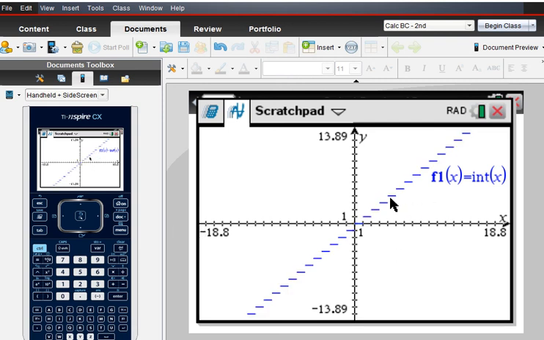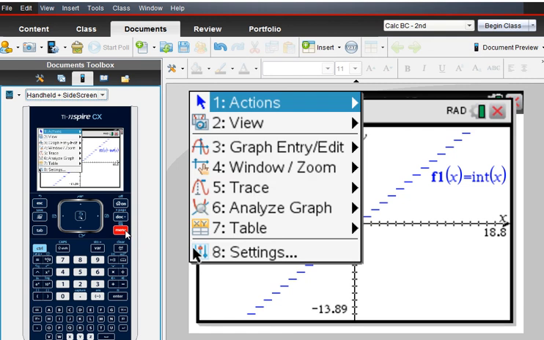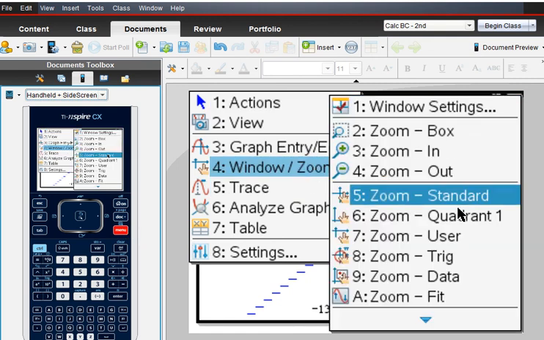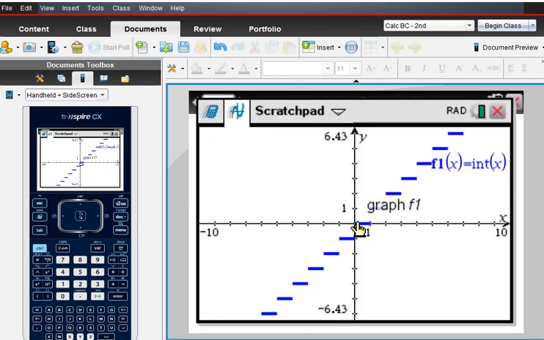Okay, so I did integer x. Create slider. No. Okay, so let me menu, window, go standard here so I could actually see it. Now it gives me a bunch of little lines. This is a step function. So it goes here until it gets to the next one and it stays there as we keep going. So right here on the graph, is this one continuous here?